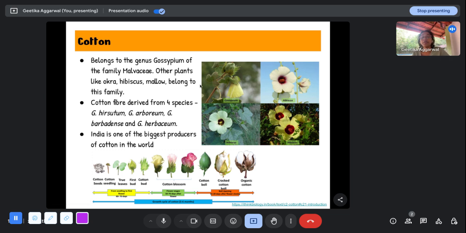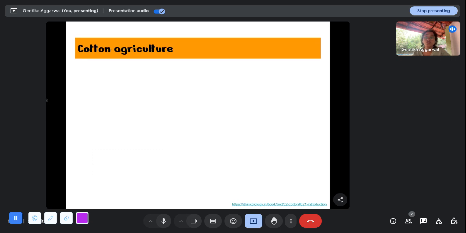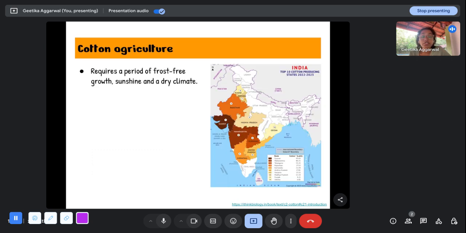And as you might already be aware, India is one of the biggest producers of cotton in the world. For cotton agriculture in India, the plant requires a certain period of frost free growth. So it should not have any frost on itself, the plant, and it needs a lot of sunshine and a dry climate. And the plant grows best when the air temperatures range from 21 degrees Celsius to around 32 degrees Celsius. So between this range, the plant grows best.